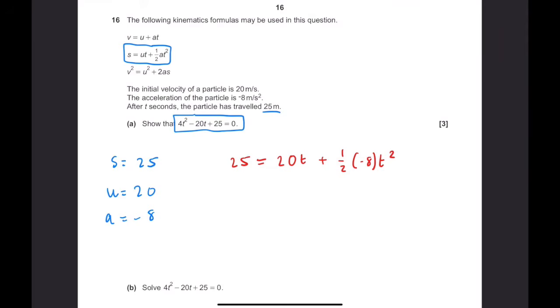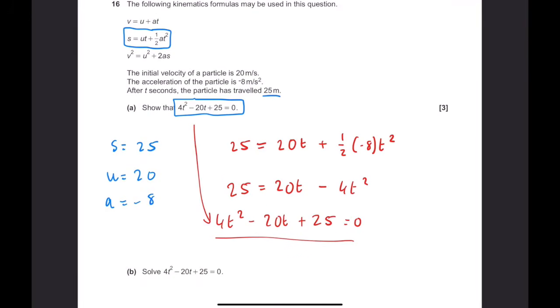So if we rearrange all this and expand out this last bit, we're going to have 25 equals 20t minus 4t squared. And if we bring it all onto the left-hand side, we have 4t squared minus 20t plus 25 is equal to 0. And that is proving that.